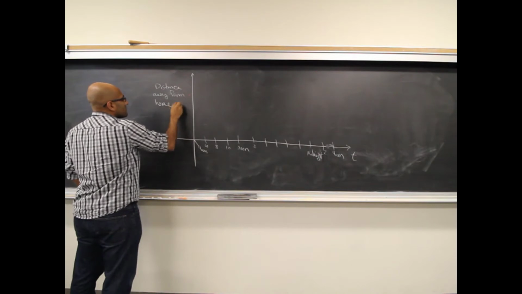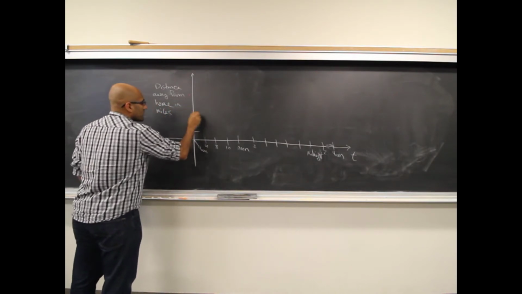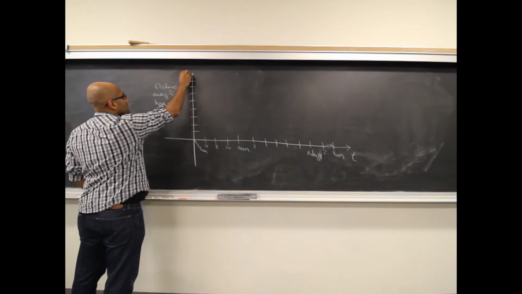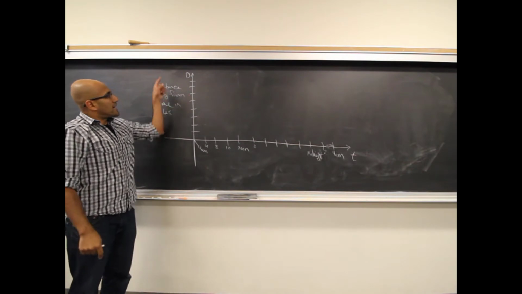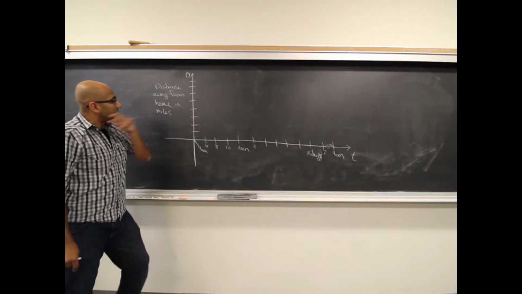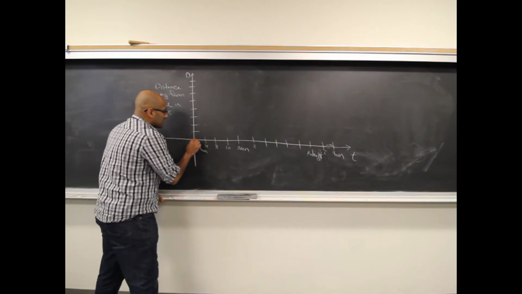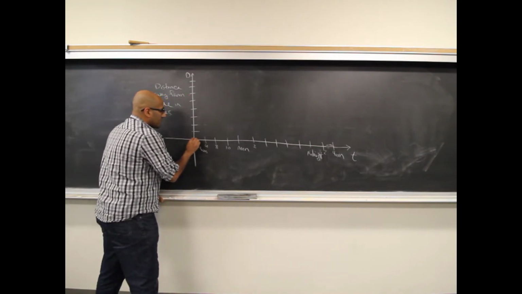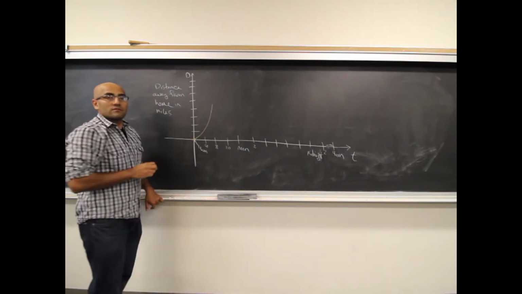In miles, let's say. So 1, 2, 3, 4, 5, 6, 7, 8. Let's say it looks like this. And let's use the letter D to represent that. So we've got T and we've got D. So one possible graph, for instance, could start there and do that.